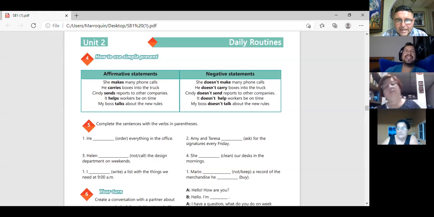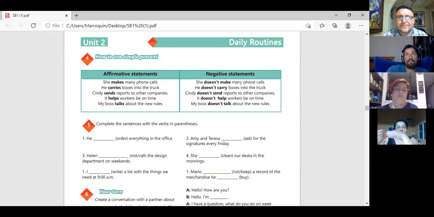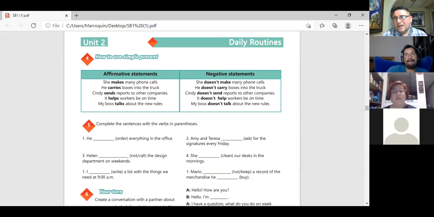You have to put an S at the end. Exactly. You have to put S at the end. Usted debe ponerle una S al verbo cuando la información es positiva. She makes many phone calls. ¿Qué dice ahí? ¿Qué hace ella? Muchas llamadas. He carries boxes into the truck. Él carga cajas. Al camión o a la troca. Cindy sends reports to other companies. Y envía reportes a otras compañías. Excellent.